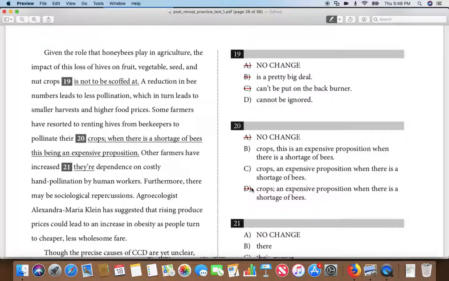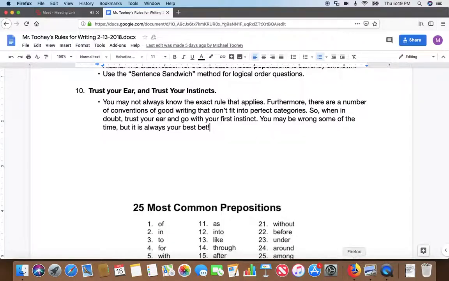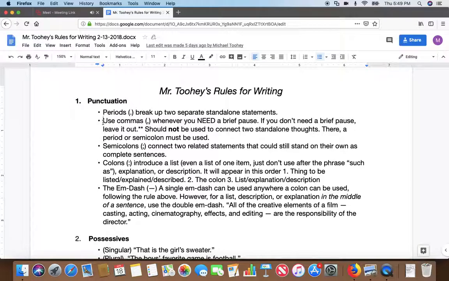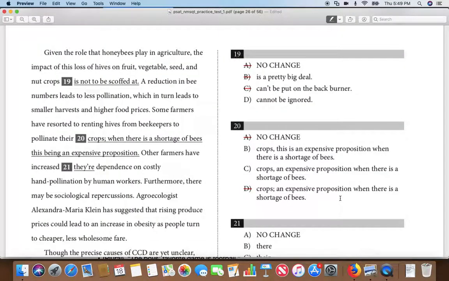One of these answer choices, however, violates the comma rule. Remember, there's two parts to the comma rule. Let's go to the comma rule real quick. Can you read it for me, Caroline? The comma rule? Okay. Use commas whenever you need a brief pause. If you don't need a brief pause, leave it out. Okay, read the next part, because this is the part that I think matters here. Should not be used to connect two standalone thoughts. There, a period or semicolon should be used. Okay. I think in one of these answer choices here, we've got a comma separating two standalone thoughts.